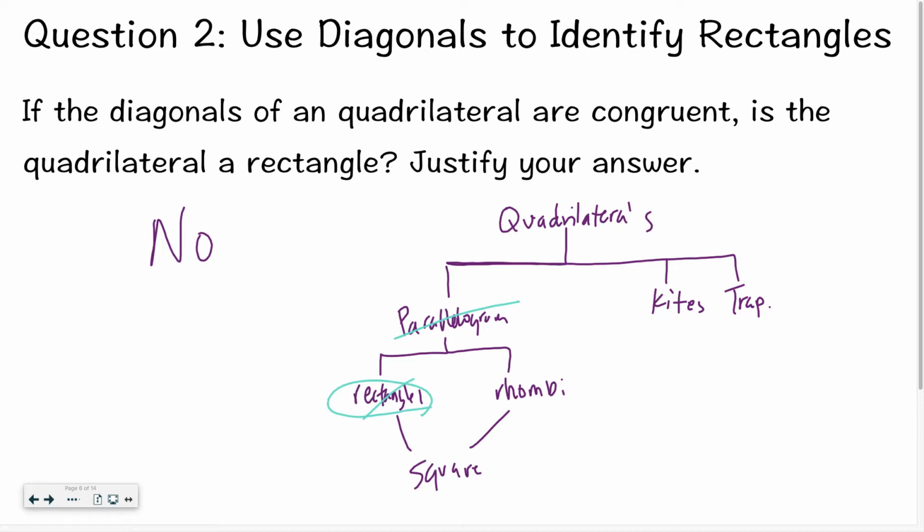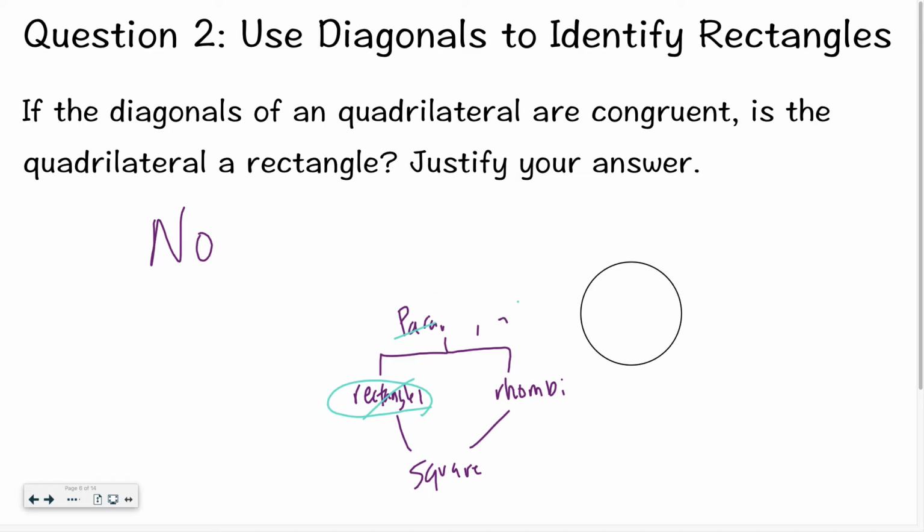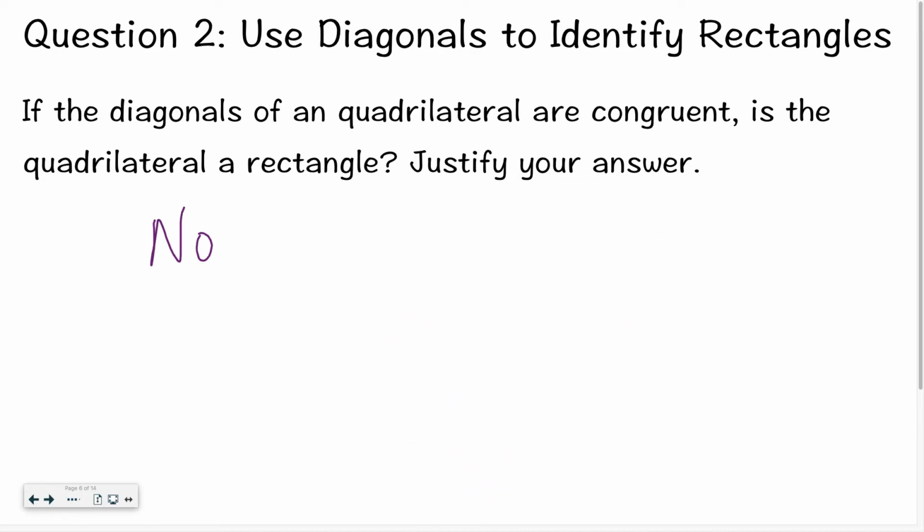Just because it's a quadrilateral does not mean that it is a parallelogram. It could be a kite, it could be a trapezoid, it could just be a four-sided figure, not even categorized as a parallelogram, kite, or trapezoid. Okay, so the answer is no.